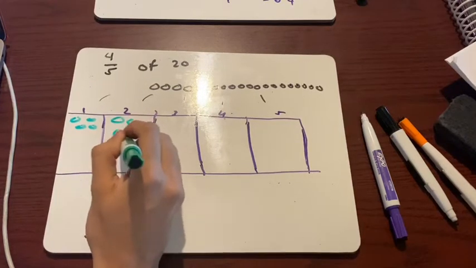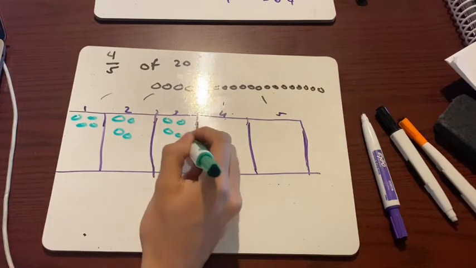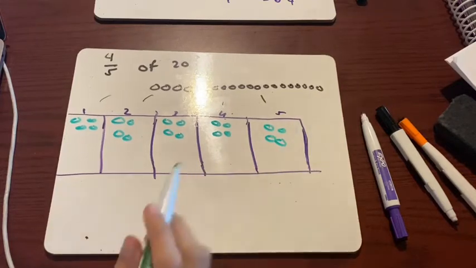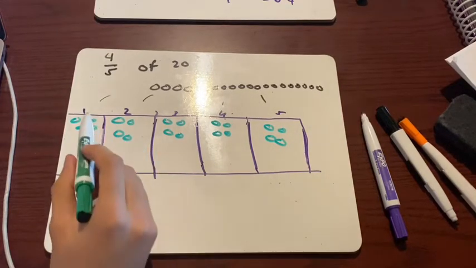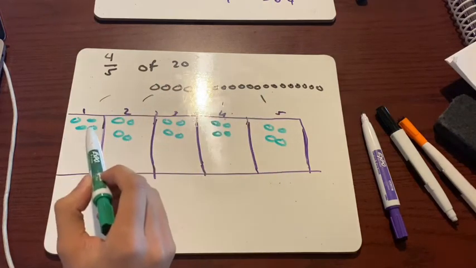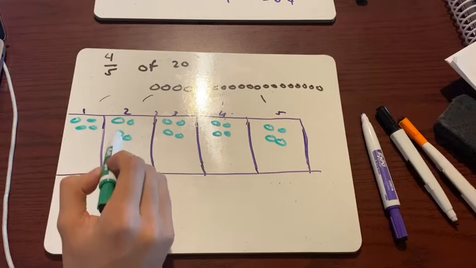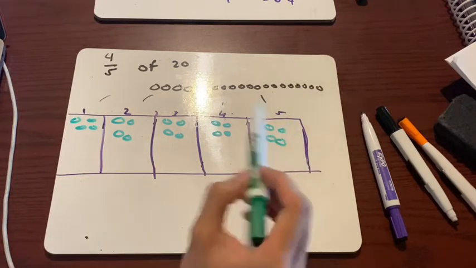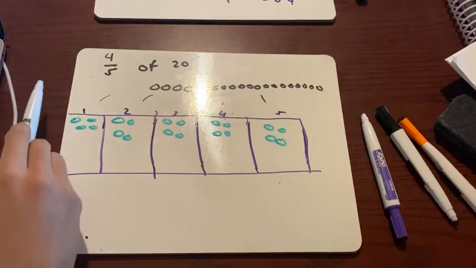1, 2, 3, 4 in each row. Now, I'm just gonna count them up to make sure that I have 20, that I have all of them and I didn't miss one. 1, 2, 3, up to 20. Yes, indeed, I have all of them.